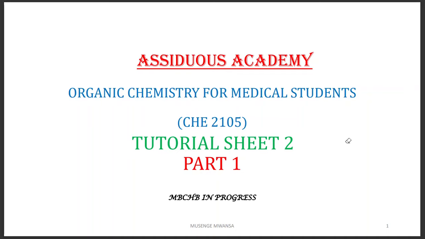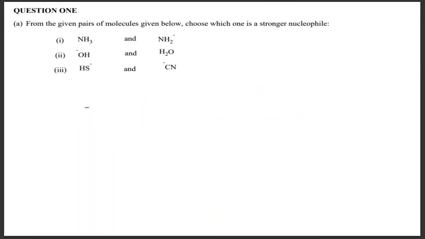Let's work with draw sheet number 2. From the given pairs of molecules below, choose which one is a stronger nucleophile. A nucleophile is a compound that has electrons which are available for donation. So the more lone pairs of electrons, or the more negative a compound is, the stronger nucleophile it is going to be. The word nucleophile comes in because the compound loves the nucleus.